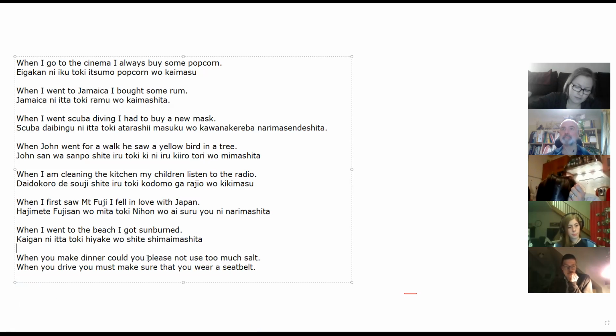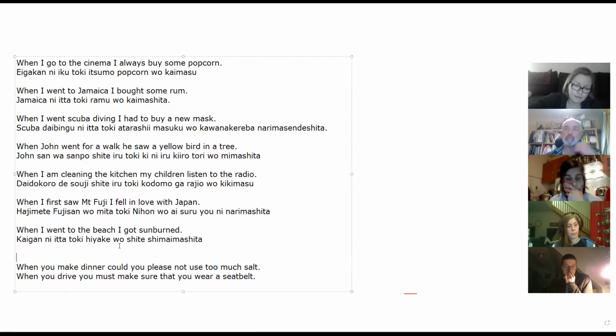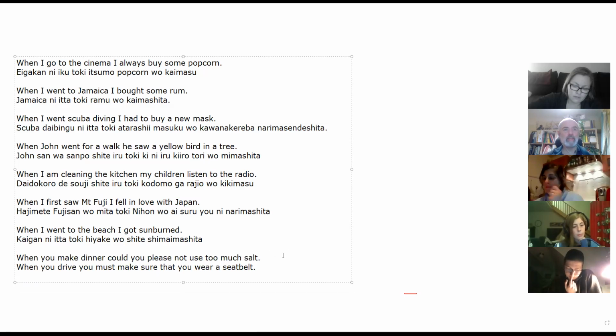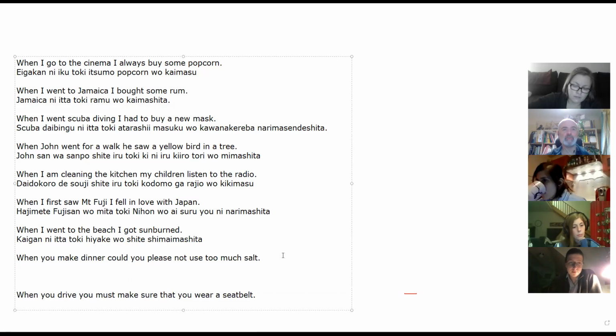And why is it then in the shite? When you use shimaimasu, you always have to use the te form before. Yeah, so it does need a complete verb beforehand. In this case, the verb is hiyake suru. So this still needs to be in the te form. Okay. Good. Joseph, when you make dinner, could you please not use too much salt?